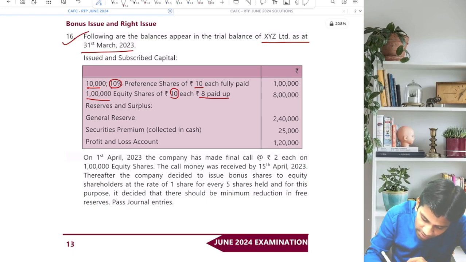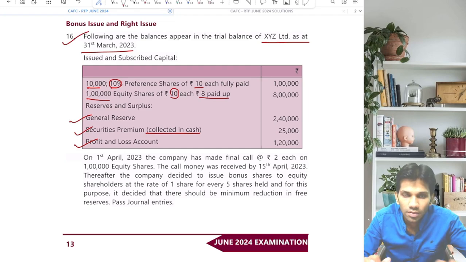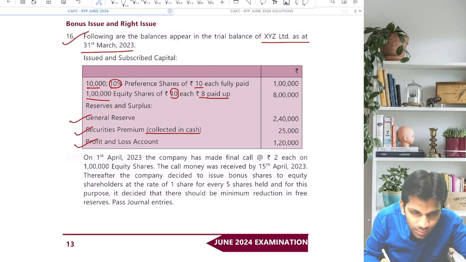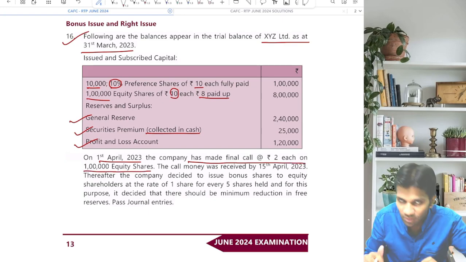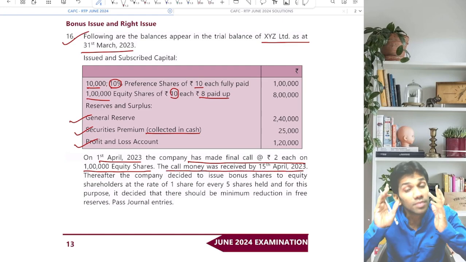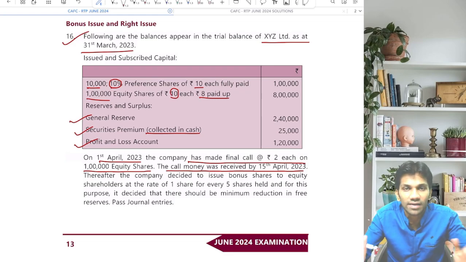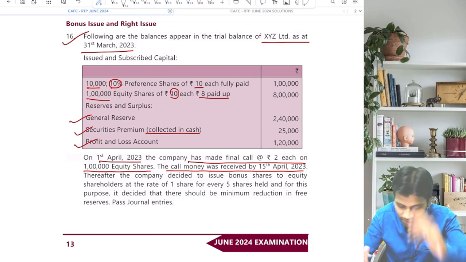Okay, reserves and surplus. General reserve is a free reserve. Securities premium collected in cash, we can utilize it, and profit and loss account is also a free reserve. So on 1st April 2023, the company has made a final call of rupees 2 each on 1 lakh equity shares. So the company has made a call finally. The call money was received by 15th April. So the company has received the call money also. So very fine. First entry will be call money due. Second entry will be call money received.